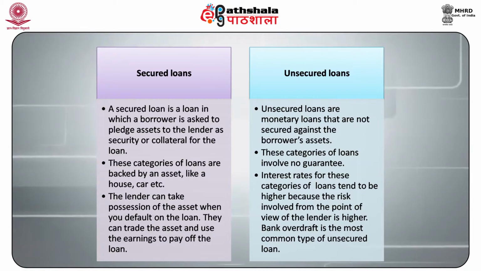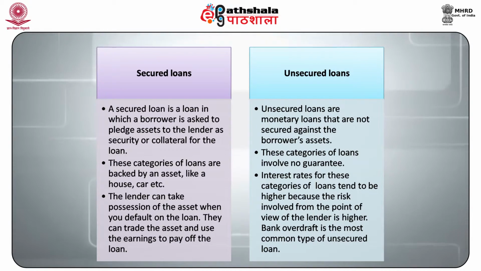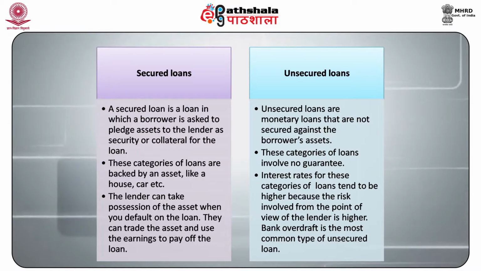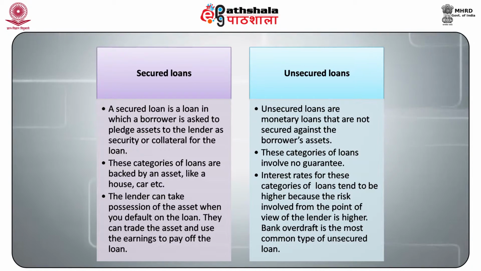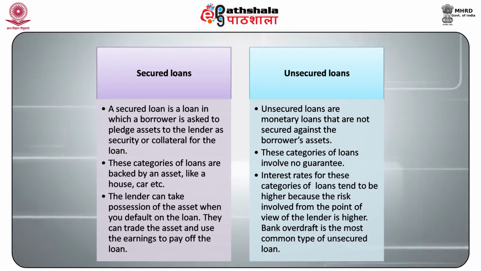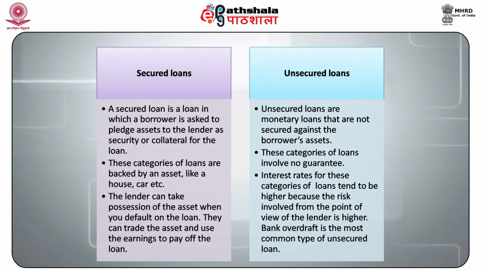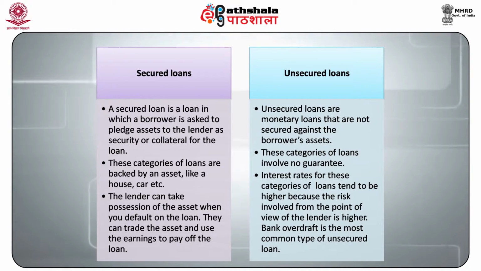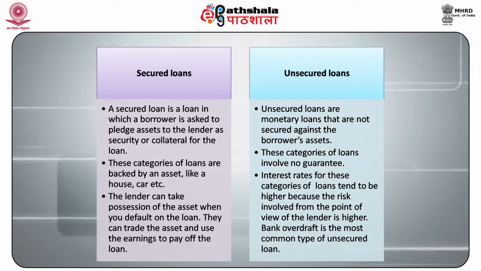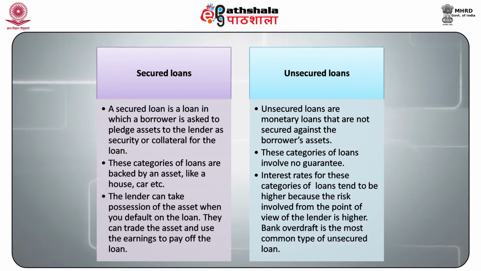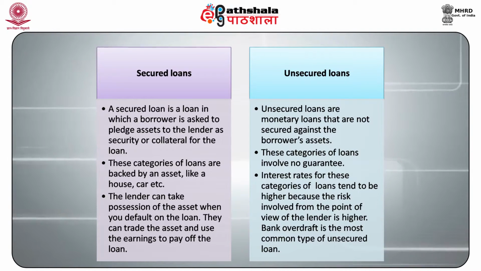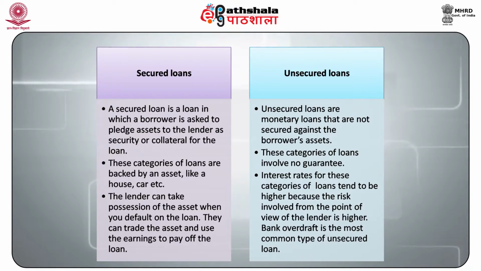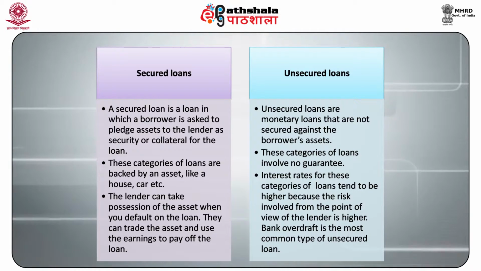We shall now discuss the types of loans provided by commercial banks. First is secured loans. A secured loan is a loan in which a borrower is asked to pledge assets to the lender as security or collateral for the loan. These categories of loans are backed by an asset like a house, car, etc. The lender can take possession of the asset when you default on the loan. They can trade the asset and use the earnings to pay off the loan.